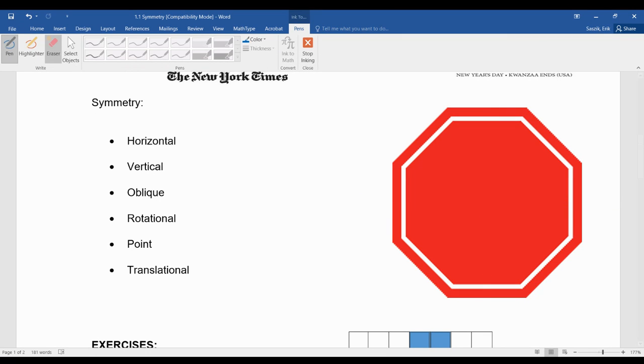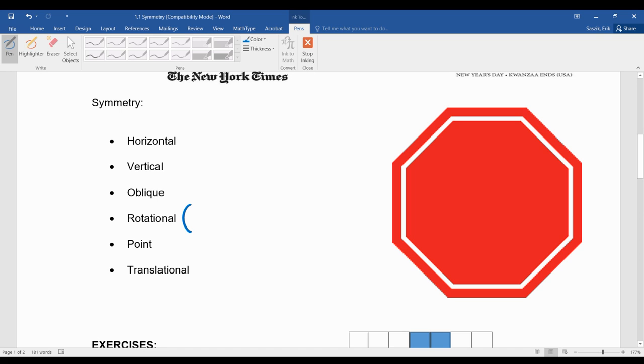It also has oblique. Oblique means at an angle, so not horizontal or vertical. Can you draw a line on an angle and create symmetry? And the answer for the stop sign, again, is yes. If you were to draw one like that, you could fold it over. So this thing has all kinds of symmetry. Rotational, certainly it does. So if you rotated this thing, you would create the same image that you had before.